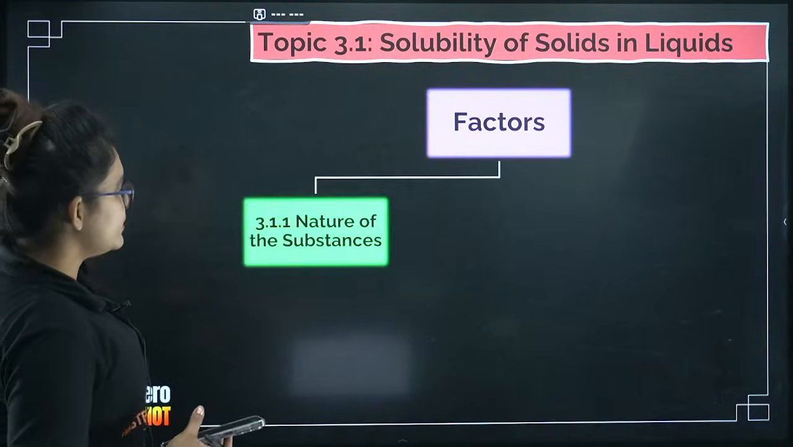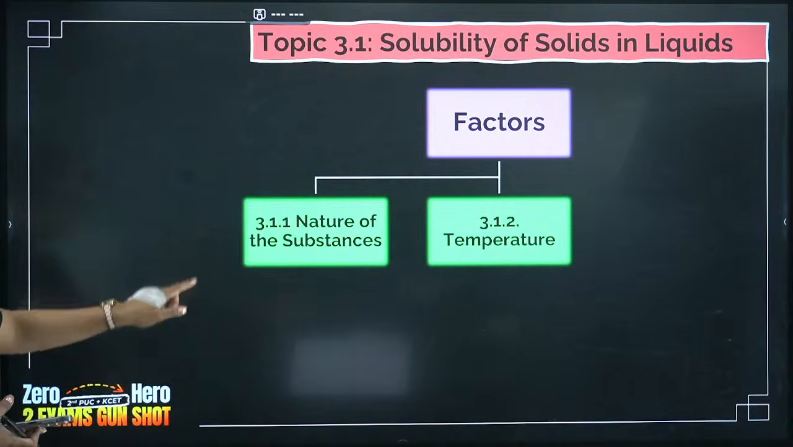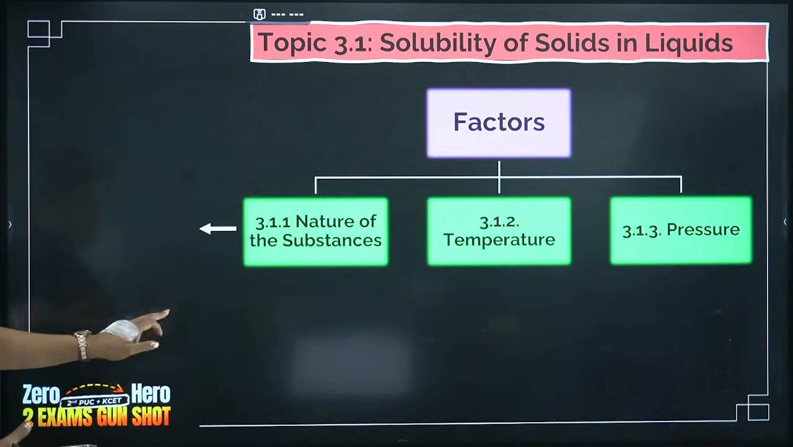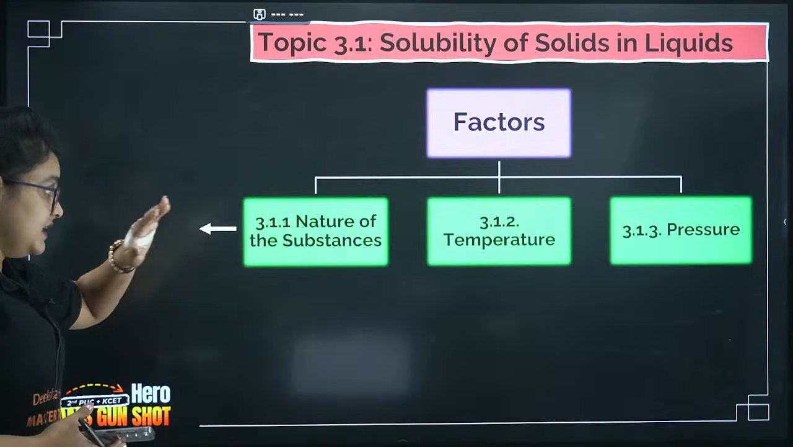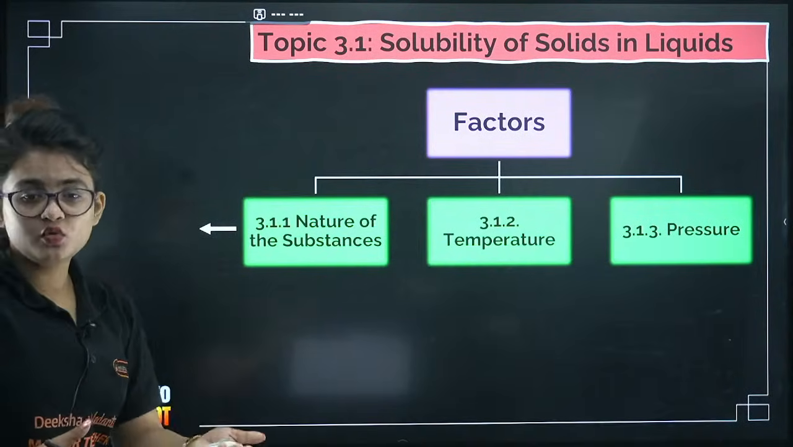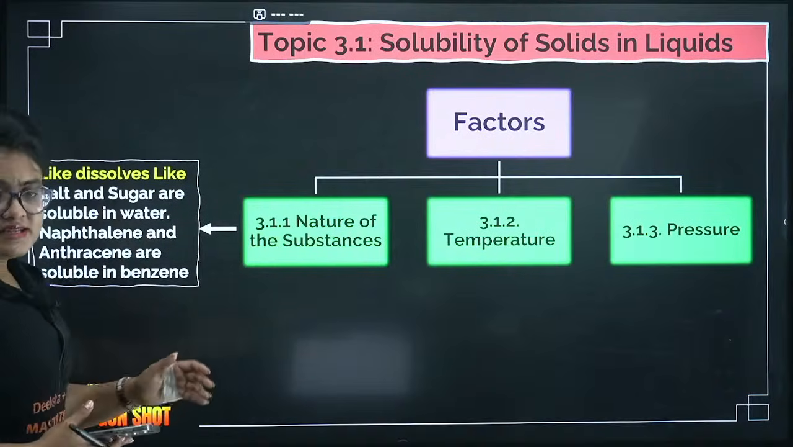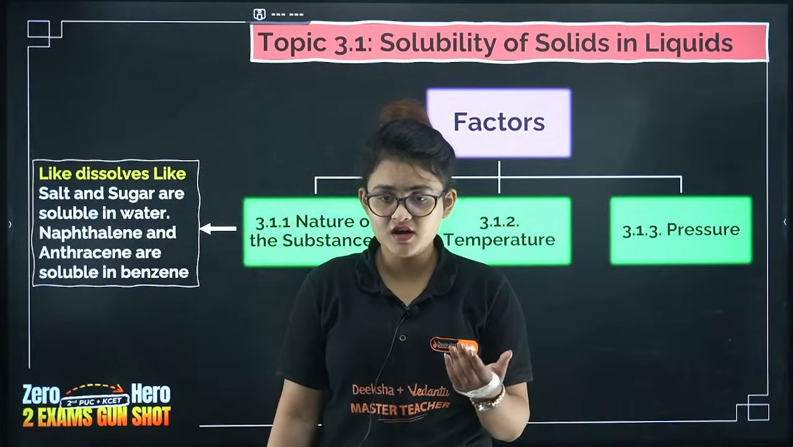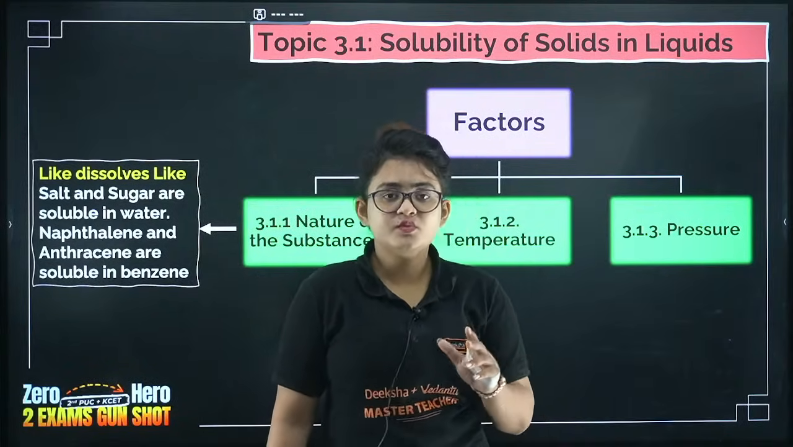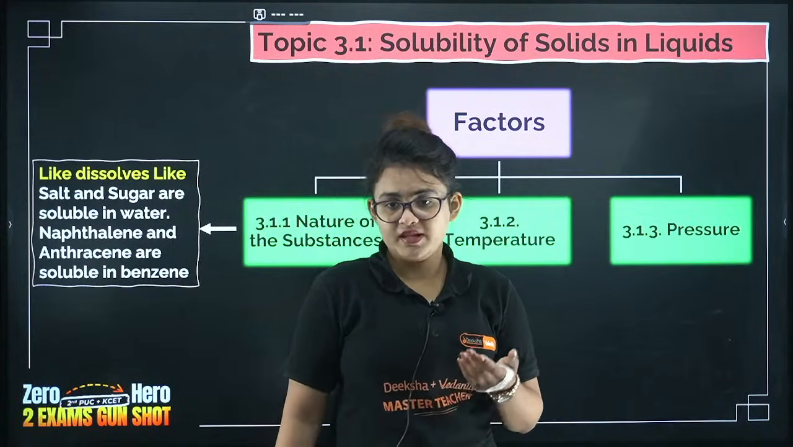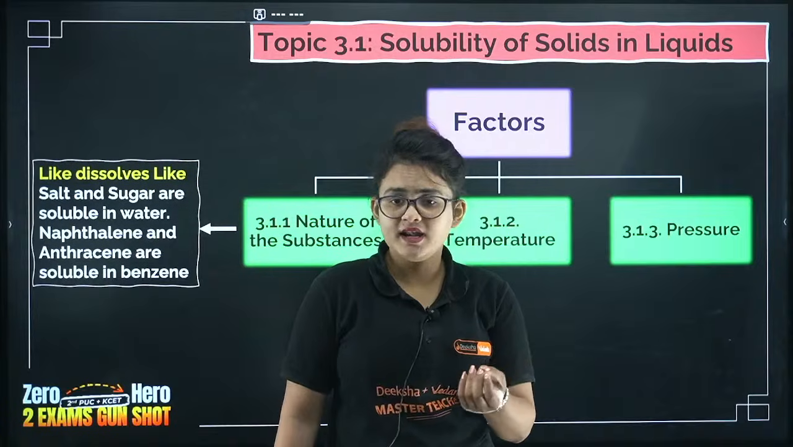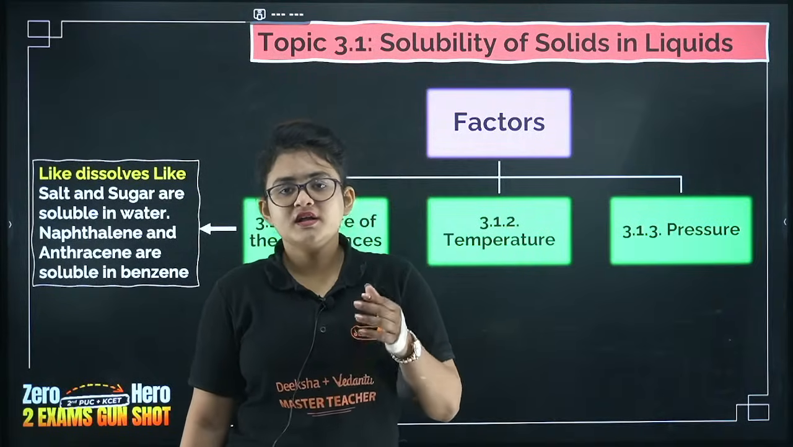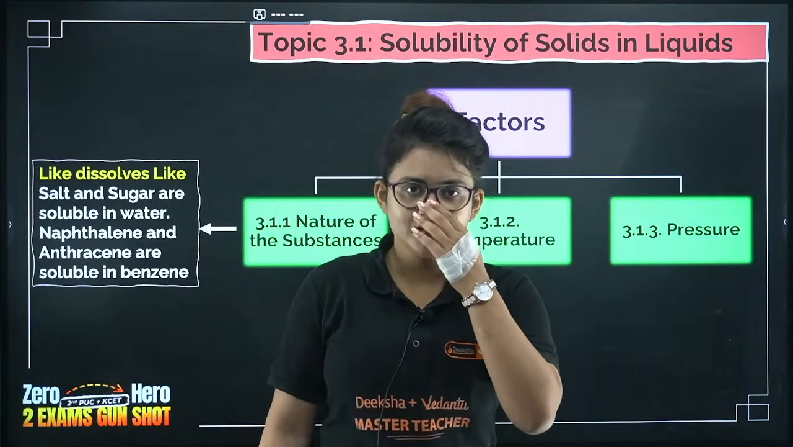Solubility of solid in liquid first depends upon the nature of the substance, next is temperature, and third one is pressure. When we discuss the nature of the substance, it means whatever my solute is. It is basically the like dissolves like concept, meaning if you have a polar solvent, you need a polar solute. Let me give you an example. If you have oil and water, they are not miscible. Why? Because oil is non-polar and water is polar, so they are not miscible.